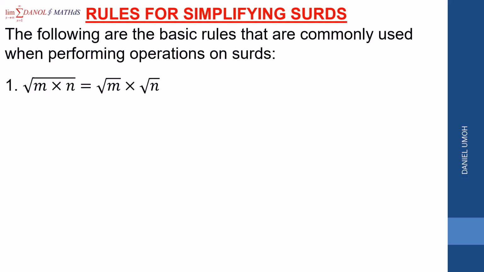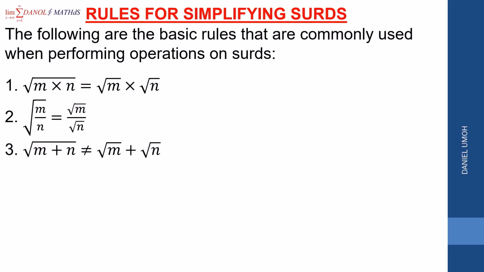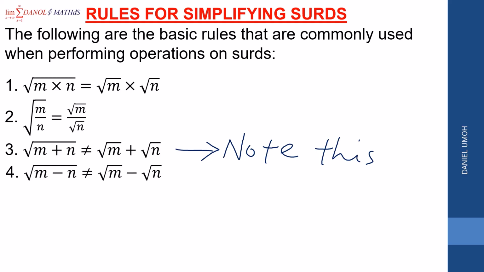That means we can split them. The second rule states that square root of m over n is equal to square root of m over square root of n. The third rule states that square root of m plus n is not equal to, that means it is not the same thing as, square root of m plus square root of n. Please take note of this because many students make these mistakes here. Square root of m plus n is not the same thing as square root of m plus square root of n. Also, square root of m minus n is not the same thing as square root of m minus square root of n.